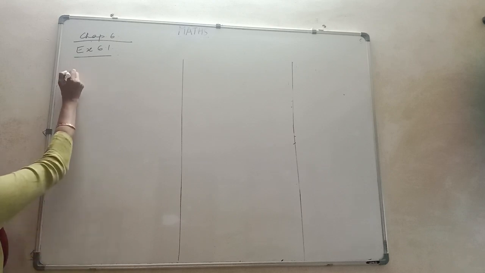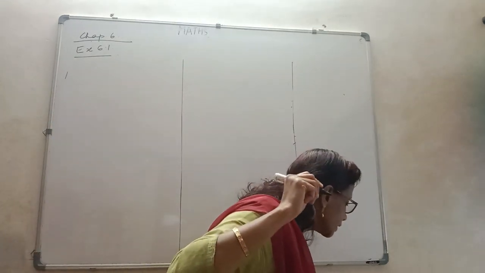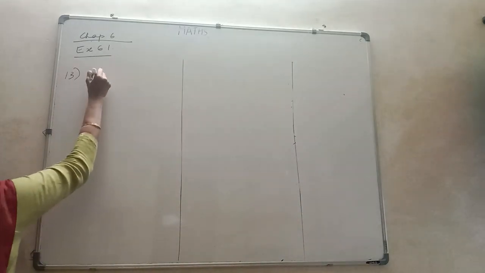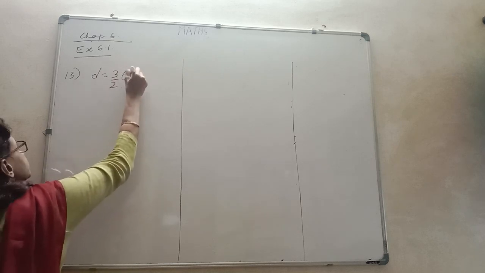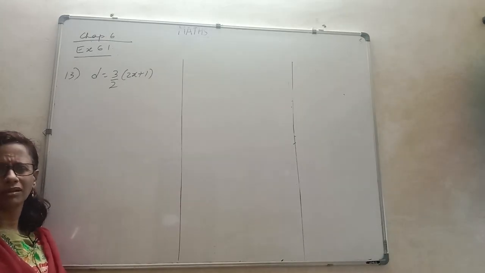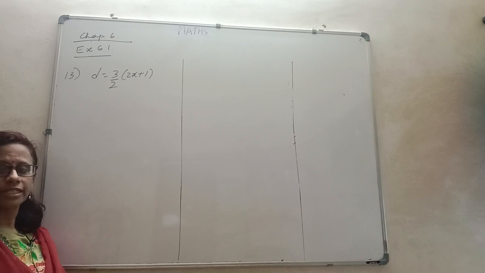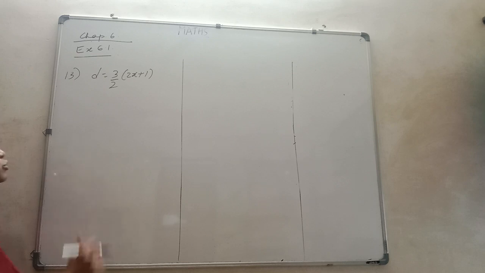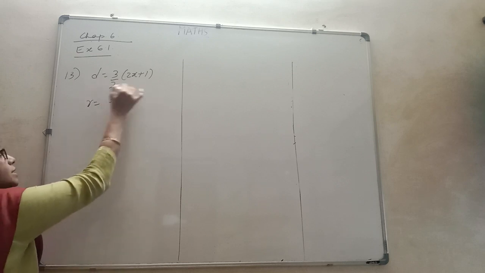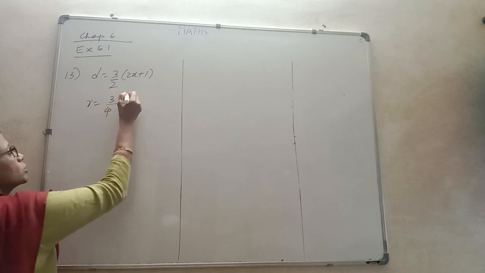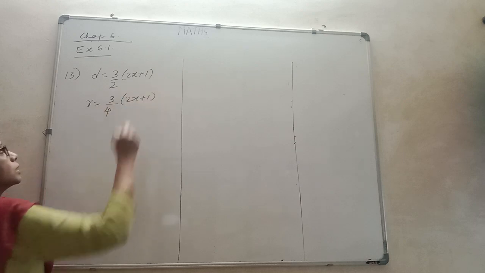The diameter that's given to us is 3 by 2 times (2x plus 1). We know that in the volume formula, diameter doesn't play any significant role. It's the radius that's useful. So let's convert it into radius. You all know that radius is diameter by 2. So your radius is going to be this divided by 2. Division by a fraction is multiplication by a reciprocal. It will become 3 by 4 times (2x plus 1). So this is your radius.